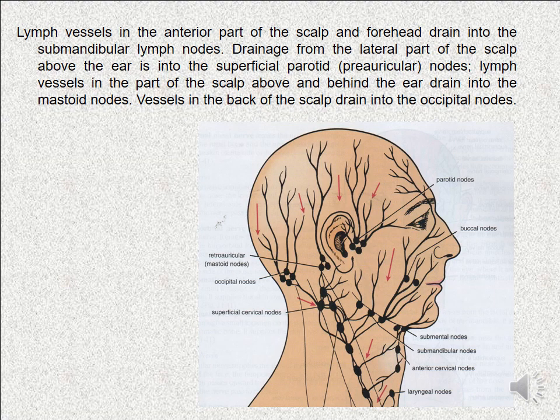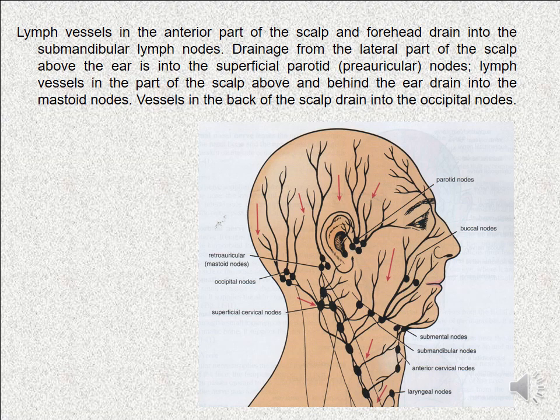The lymph vessels in the anterior part of the scalp and forehead drain into the submandibular lymph nodes, and drainage from the lateral part of the scalp above the ear goes into the superficial parotid and periauricular lymph nodes. The lymph vessels in the part of the scalp above and behind the ear drain into the mastoid nodes. The vessels in the back of the scalp drain into the occipital nodes.